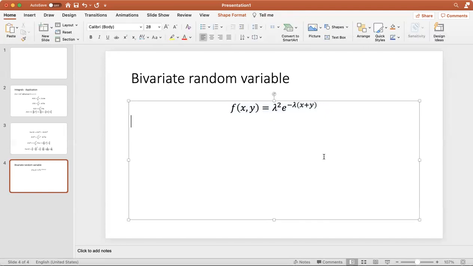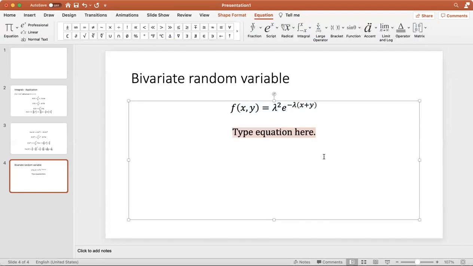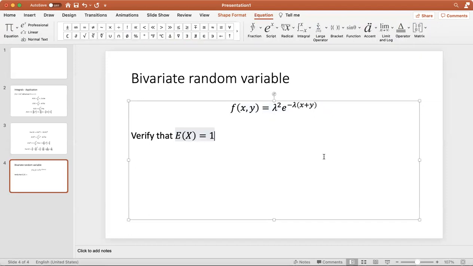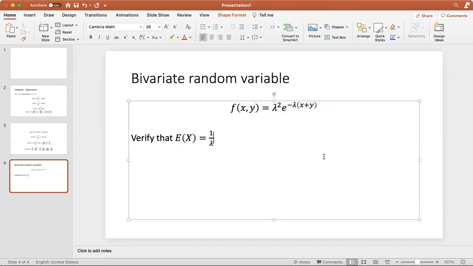Now the next question is, verify, and this one's easier because you already know the mean, but let's just verify that the mean of x is given by 1 over lambda. So, a simple exercise.